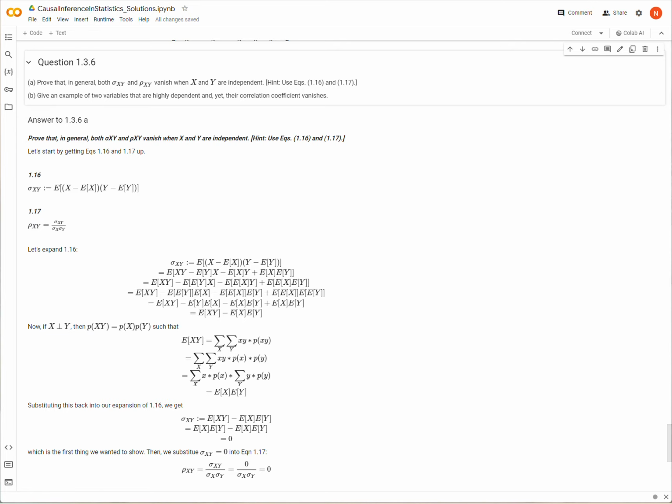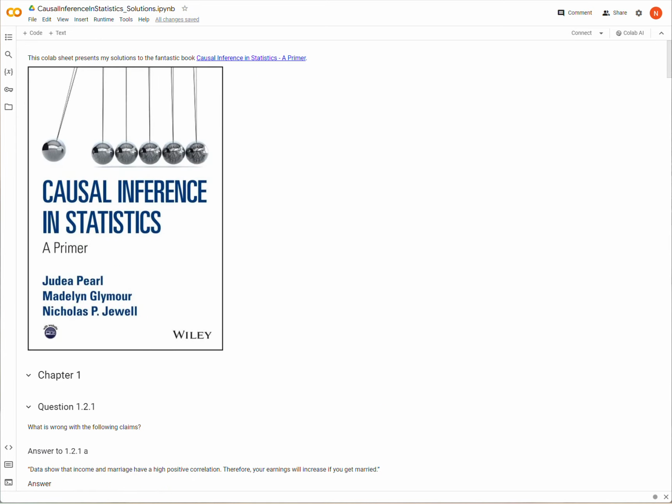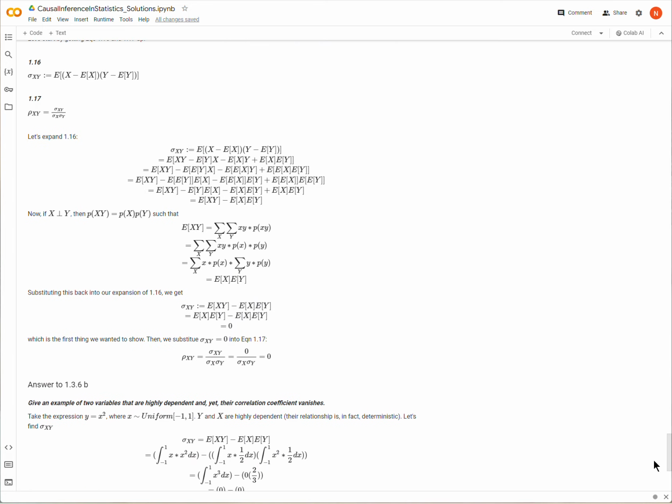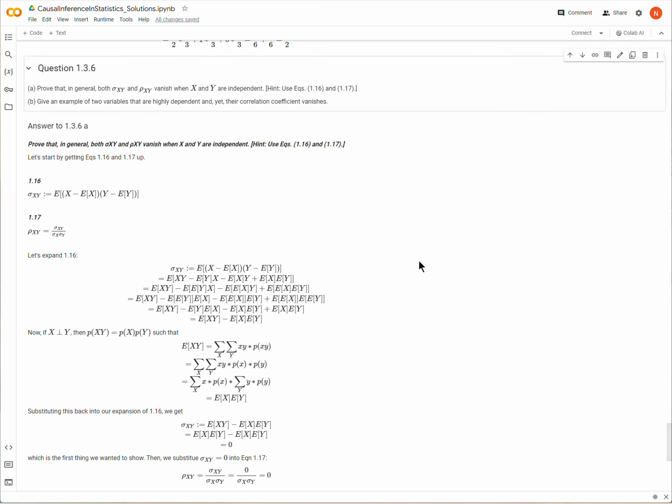Okay, so we are in this book here, Causal Inference and Statistics. We're in chapter one and we're on question 1.36, and it's a two-parter. So we'll tackle them one at a time. In the first part, we're going to prove that in general, the covariance, sigma xy, and the correlation coefficient, rho xy, vanish when x and y are independent. Then use equations 1.16 and 1.17 in the book.